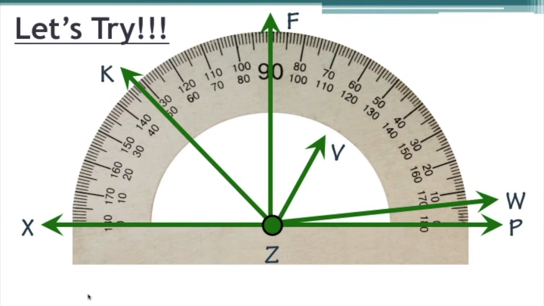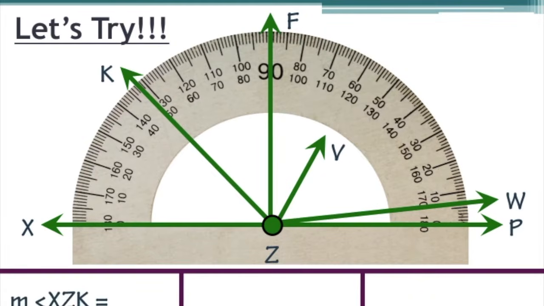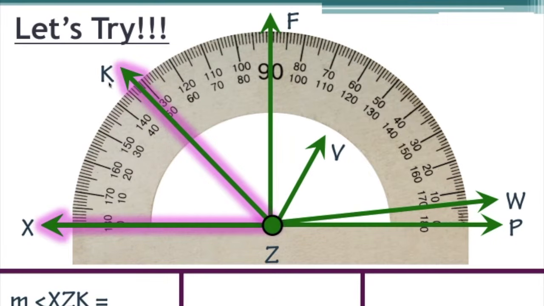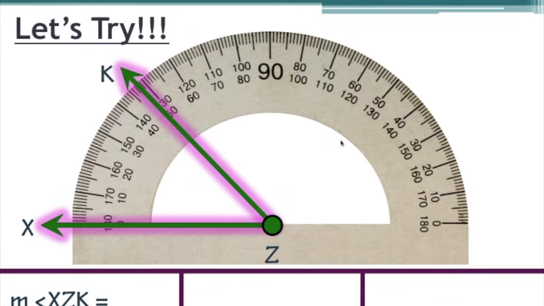So now that we know how to measure angles, let's see if we can find some of the angle measures for some of the angles here. Let's take a look. What's the measure of angle XZK? In order to do this, you need to know how to name your angles. So which one is angle XZK? It's this angle here, XZK. So we're going to look for the measure of this angle. And all these other angles don't mean anything, so they're gone.